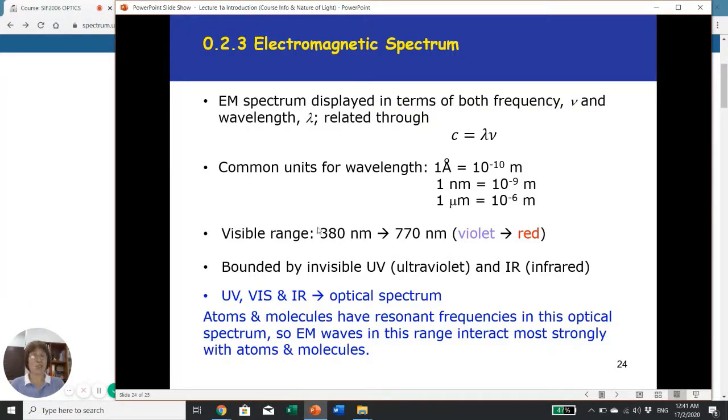Now, this is the second mention of the range for visible light. The shorter end gives you the violet. The longer wavelength value is where the red is. Shorter than that, we have the ultraviolet, which our eyes cannot detect, and the infrared, which is longer than the end of the visible range, which we can feel as heat actually. Now, most atoms and molecules have resonant frequencies in this optical range here. So the EM wave in this range will be able to interact very strongly with the atoms and molecules.